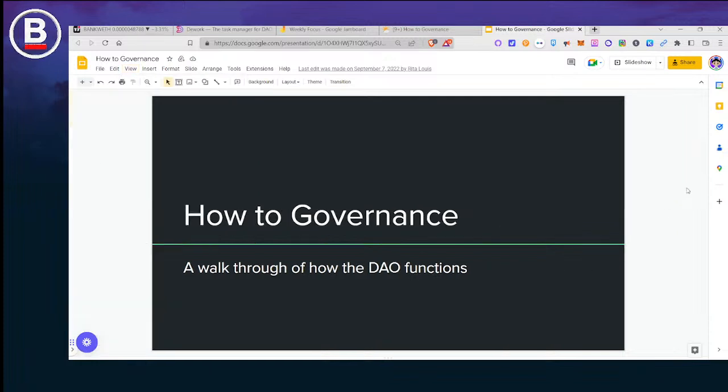And welcome to the How to Governance session. A walkthrough of how the DAO functions, and in particular, this information comes from the BanklessDAO Handbook.